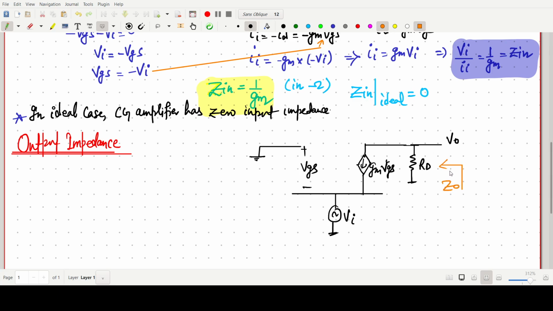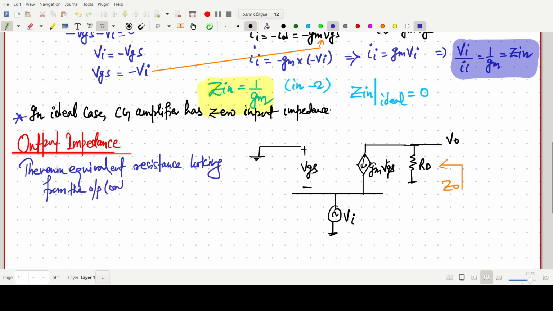For the calculation of Z naught, we have to find the Thevenin equivalent resistance looking from the output side. This one is our output side. Thevenin equivalent resistance looking from the output side.